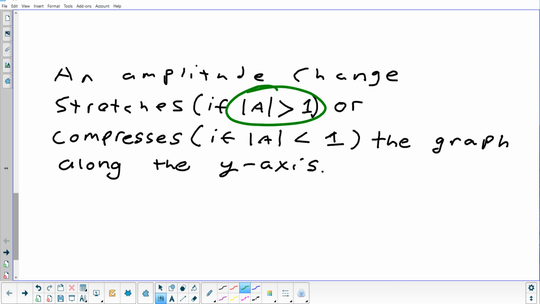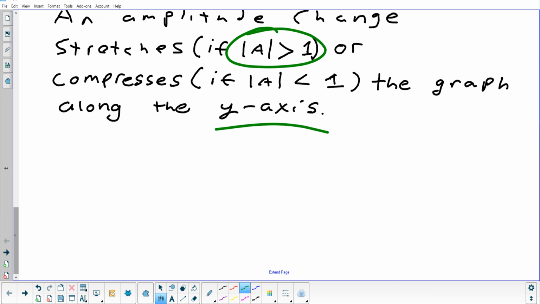If the absolute value of the number in front is greater than 1, it'll stretch it. If you put in a 5, that'll stretch it. 7 will stretch it. -8, that will still stretch it. The negative will flip it, but it's going to do both. It's going to stretch and flip. If you put in a number that has an absolute value of less than 1, it will compress it. 1/2, 1/3, 0.6, -1/4. Okay? Any number like that will cause it to compress. And we are stretching and compressing on the y-axis.